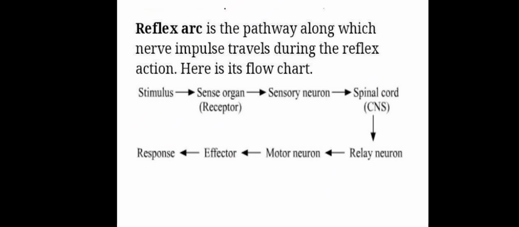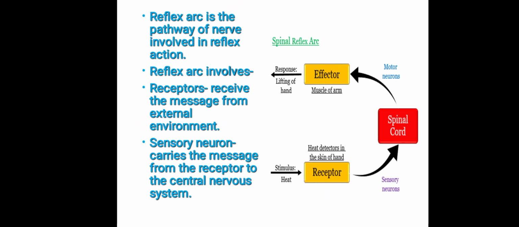We have the stimulus, sense organ, sensory neuron, spinal cord, then it passes to relay neuron, motor neuron, effector, and the response. So let us learn about them now. First one is the receptor, that receives the message from the external environment. It can be either heat or cold, that is the stimulus. Next, after that, is the sensory neuron.